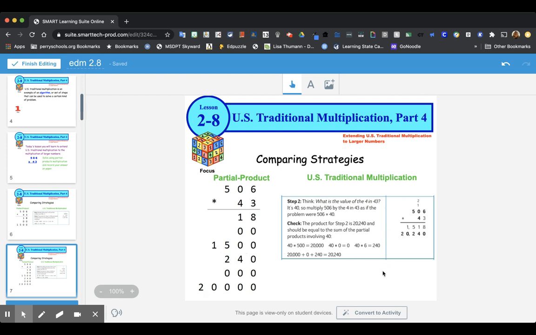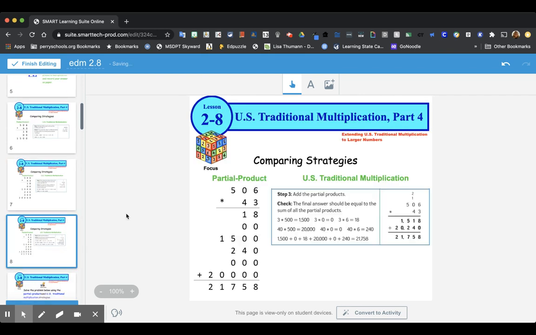Well, if we look over at the U.S. traditional, we think about what is the value of the 4 in the 43, and we think about how it is worth 40. So we're actually taking 506 times 40, and we can see that we've carried our 2 up here, and we've still got 20,240. We got the exact same thing, except this time we've only used up 2 lines with all of our work versus 1, 2, 3, 4, 5, 6 lines. Look how long this is. We've got lines that have 0 in it. Just takes up so much more space.